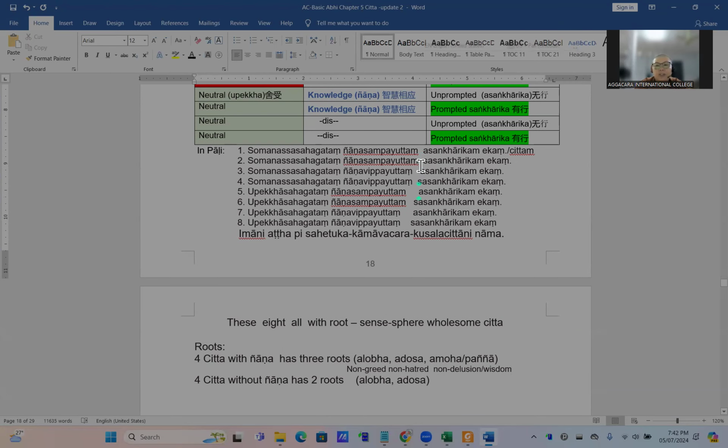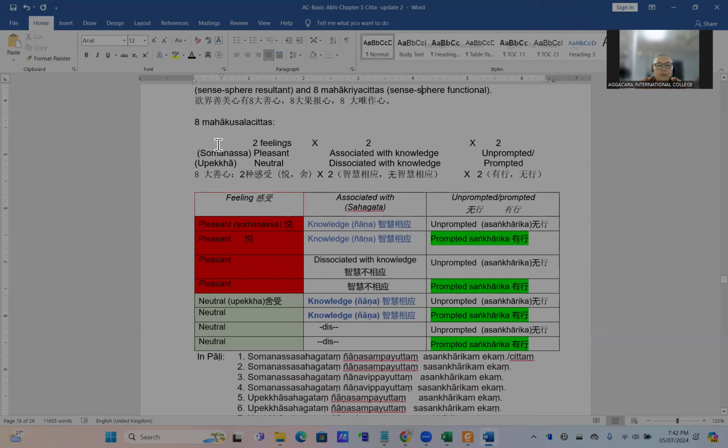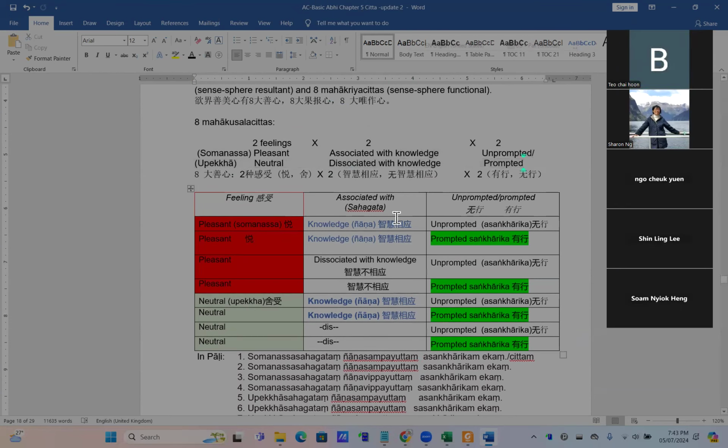It's not so difficult. Once you understand the formula, exactly like the Lobha Mula, which also has Somanasa and Upekkha, but Lobha Mula has Ditthi, here it is Nana. Lobha Mula also has unprompted and prompted. So in terms of feeling, how many? There will be 4 pleasant, 4 neutral. In terms of knowledge, how many? 4 also. Dissociated also 4. Unprompted is also 4 and 4. So very easy. Everything will be 4 and 4 and 4.